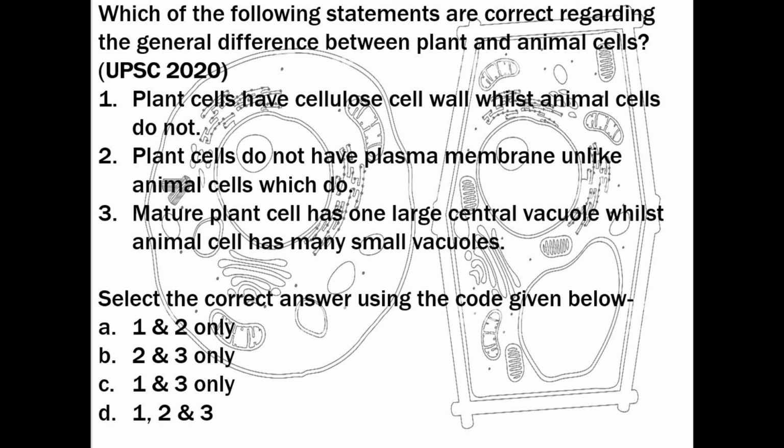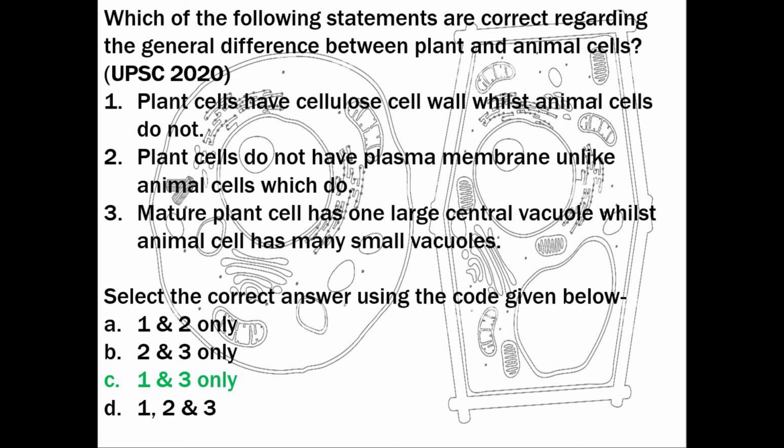In this case, 1 is definitely true, because a cellulose cell wall, or any kind of cell wall, is not present in animal cells. And plant cells do not have a plasma membrane: this is not correct, because plant cells also have a plasma membrane. And the third one, mature plant cells have one large central vacuole: of course, definitely there is one large central vacuole. On the contrary, animal cells have many small vacuoles. So option C, that is 1 and 3 only, is the correct option.